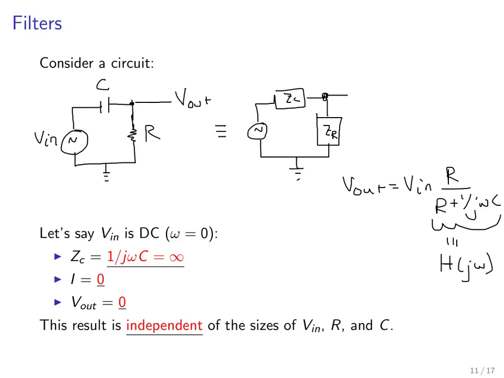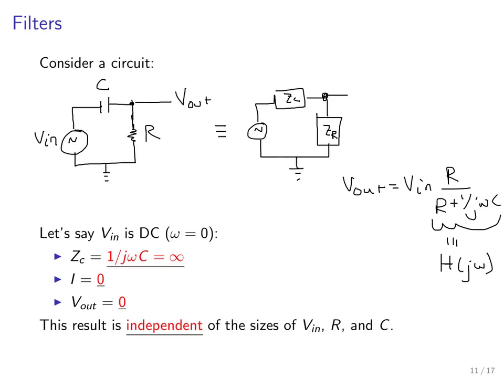So first let's say that V in is a DC signal, so that omega is equal to 0. To see what V out is going to be, we have to evaluate the transfer function at this frequency, 0. So then we know that Z sub C, the capacitor impedance, is going to be infinite, right? If that's infinite, then that's like we have an open circuit. We've broken the circuit there, so we know that no current is going to flow through that. And so V out is also going to be 0, because if there's no current going across Z_R, then V out is equal to the ground. This has to be at the same potential as the ground if there's no current flow.